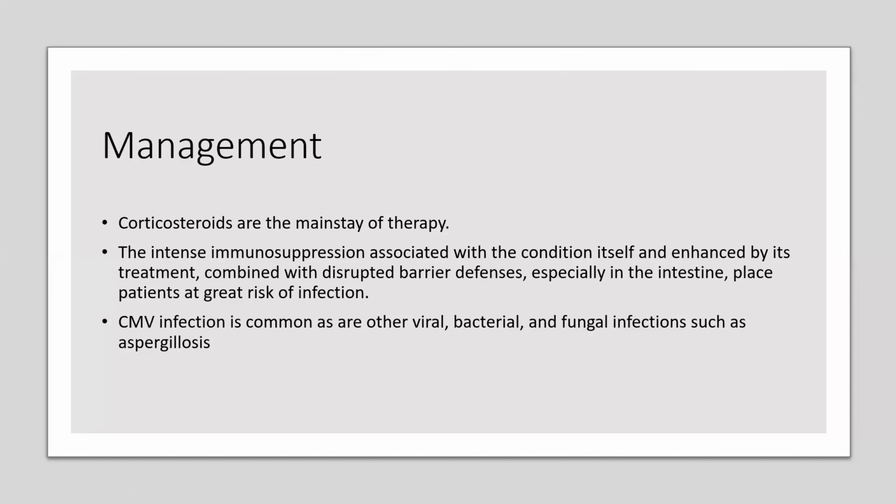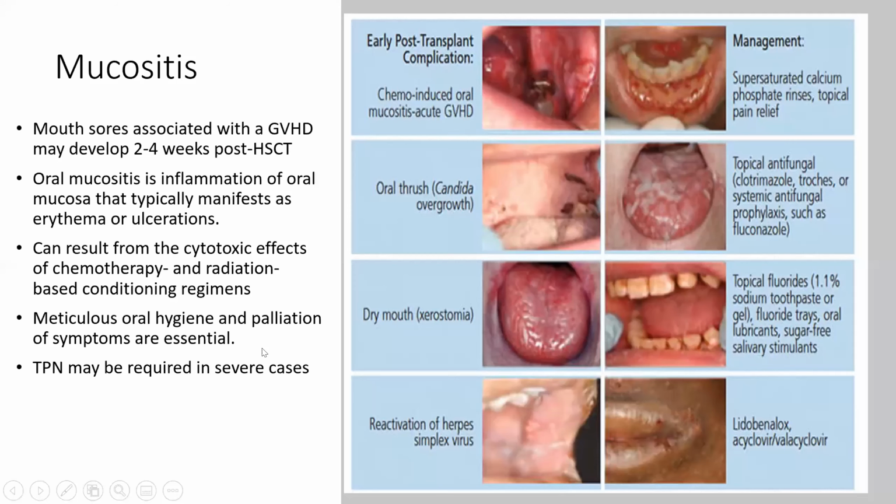So the management of acute graft versus host disease, the backbone of therapy remains corticosteroids, and the intense immunosuppression associated with the condition itself and enhanced by its treatment, combined with disruptive barrier defenses, especially in the intestine, place patients at great risk of infection. So trying to balance the immunosuppression once the GVHD becomes a problem, and at the same time, CMV reactivation is common in this period once graft versus host disease sets in, along with other bacterial, viral, and fungal infections.